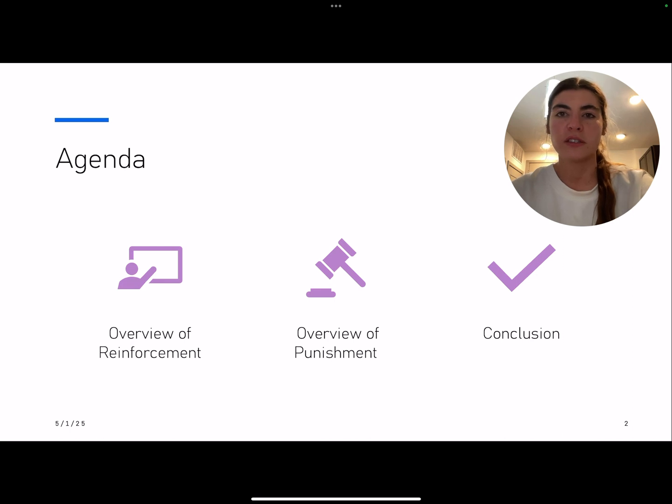For our agenda today, we will go through a quick overview of what reinforcement and punishment are, emphasize their differences by applying them in real-life scenarios just to get a better understanding of it, as well as wrap up the summary of the key takeaways and our conclusion.